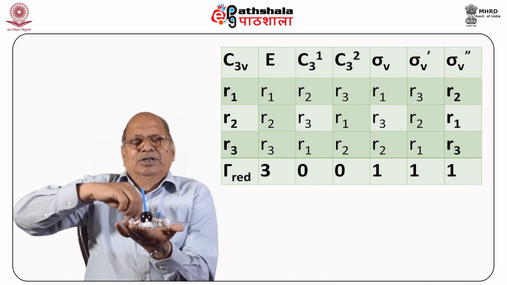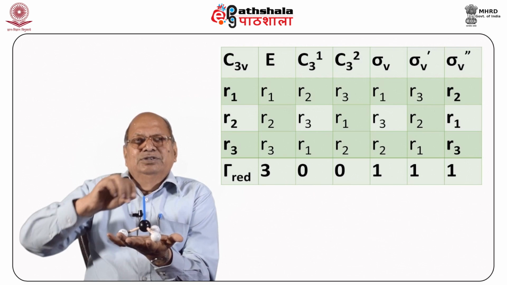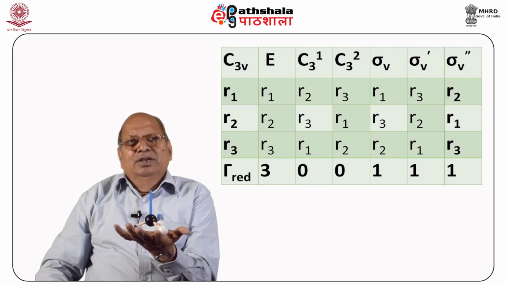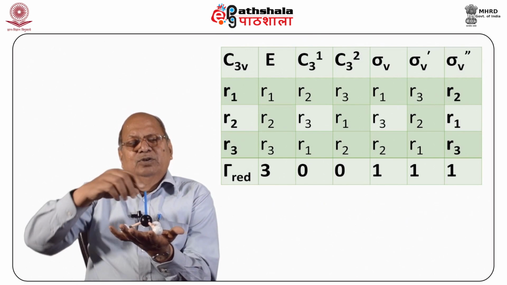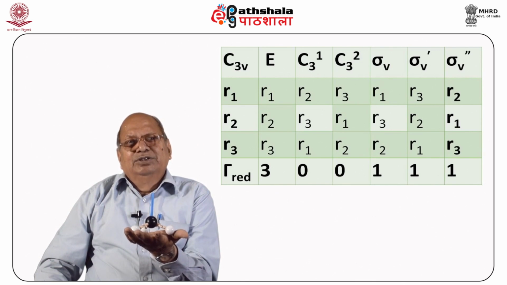Now, C3, that is if I just give a rotation like this, that is C3 120 degree rotation, then what you find, all these R1, R2, R3, they are shifted. That is, R1 goes to R2, R2 goes to R3, R3 goes to R1. Similarly we take the effect of C3^2, that is further C3 rotation, and we get like this. This table summarizes the effect of various symmetry operations on R1, R2, R3.